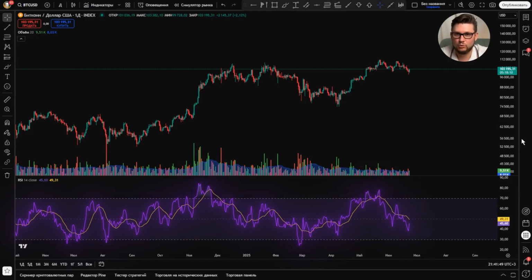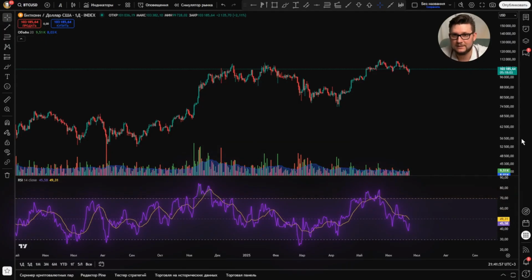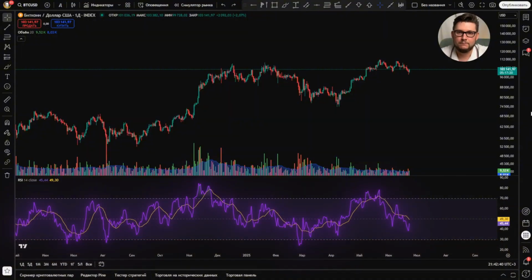As I mentioned before, we have two values. Above 70 means the market is overheated and the asset is unjustifiably expensive. And below 30 indicates that the market is scared and the asset is priced lower than it actually should be. But as you can see, the market doesn't reverse immediately, and that's why we need clearer signals.